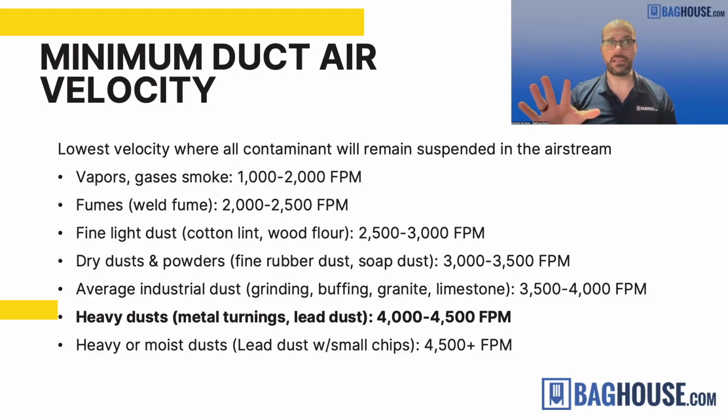At a certain speed, if it goes below that speed, the particle will slow down enough and it will fall out of the air and settle in the ductwork. So that minimum speed we have to maintain, that's what we call our minimum air velocity or our minimum conveying velocity. So for woodworking, it could be a few different speeds if we want to be really specific. Really fine light dust could go at a slower speed than, say, chips or strips of wood.